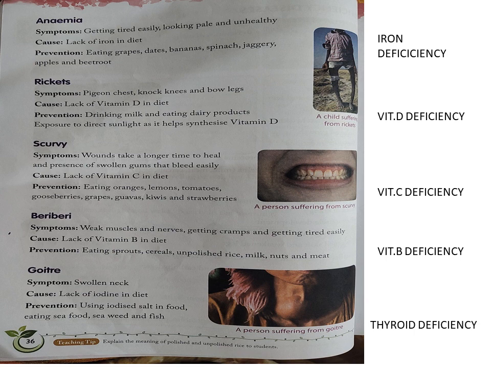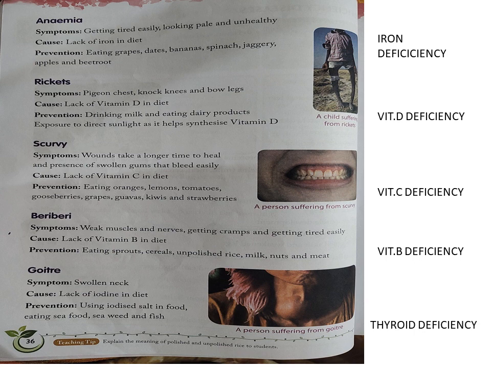Scurvy. Scurvy is lack of vitamin C in your diet. Wounds take a long time to heal, and swollen gums that bleed easily are the symptoms of scurvy. When you brush your teeth, the blood starts coming out. This shows that there is a vitamin C deficiency.